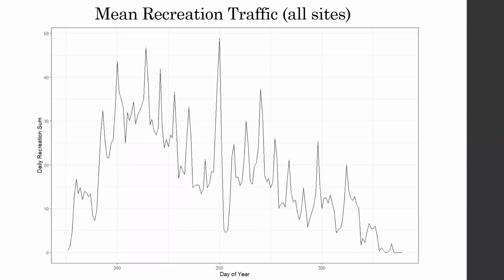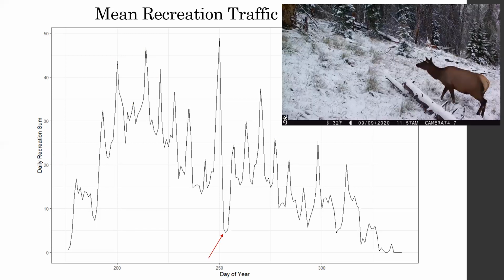This line graph shows the mean recreation traffic across all of our sites. You can see these really distinct spikes on the weekends, and then there's this huge drop off right after day 251, which was Labor Day. And if you were in Gunnison, you know we got this freak snowstorm right after Labor Day, which really marked the end of summer, and it seemed to have kept people off of the trails for a few days.